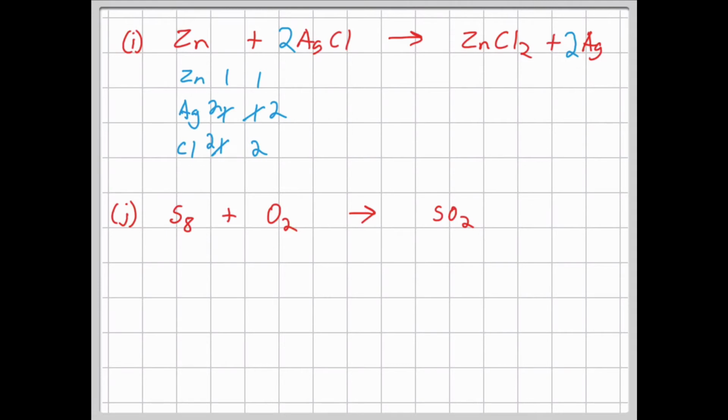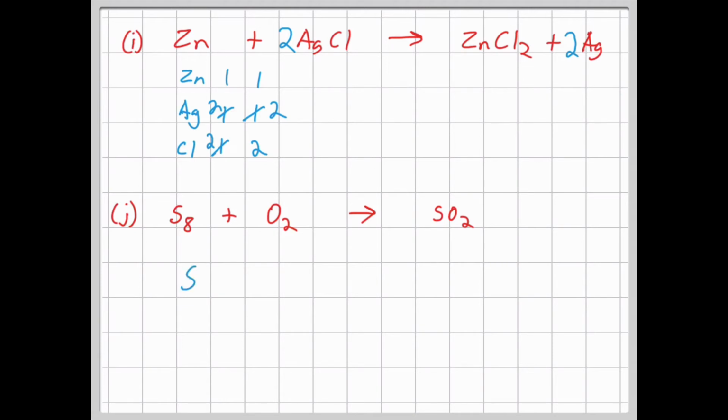Here we have sulfur in a sulfur S8 complex. It's an unusual compound, sulfur. You can have different colors. S8, I think, is yellow sulfur. I don't know. It's one of those. So we've got to balance it out.